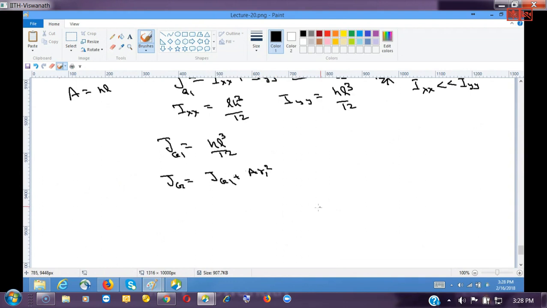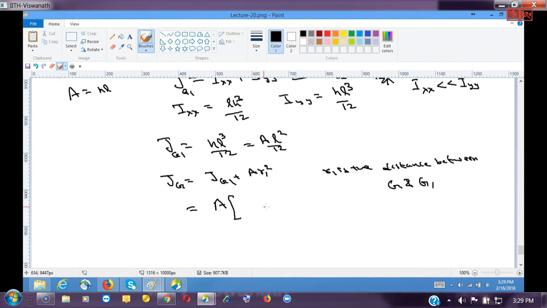Here R is the distance between G and G1. So we can write this as A L square by 12, because A is h into L. On simplification, JG is A times L square by 12 plus R1 square.